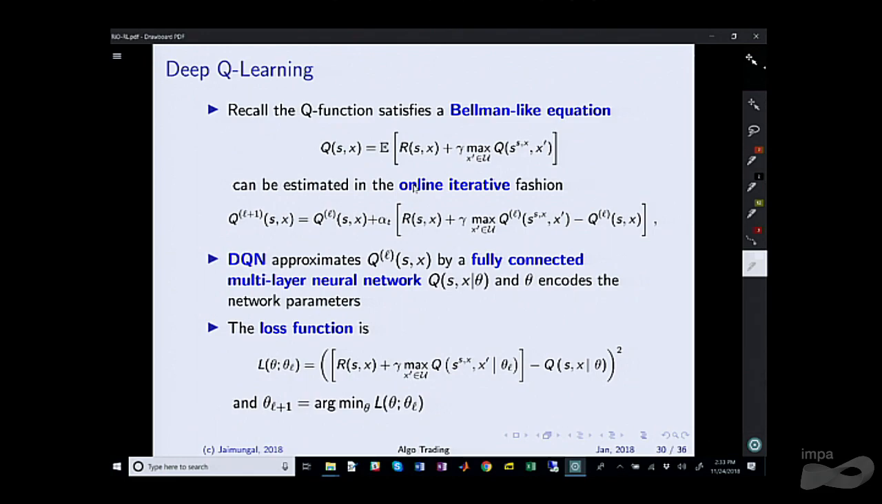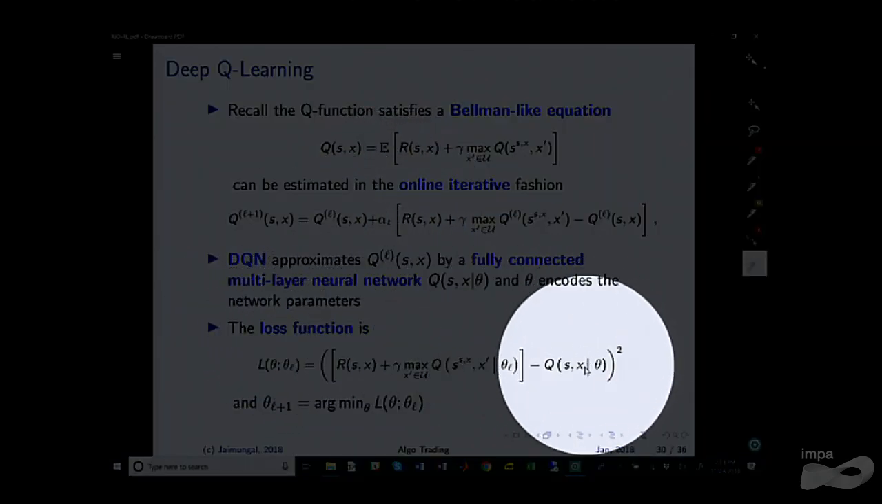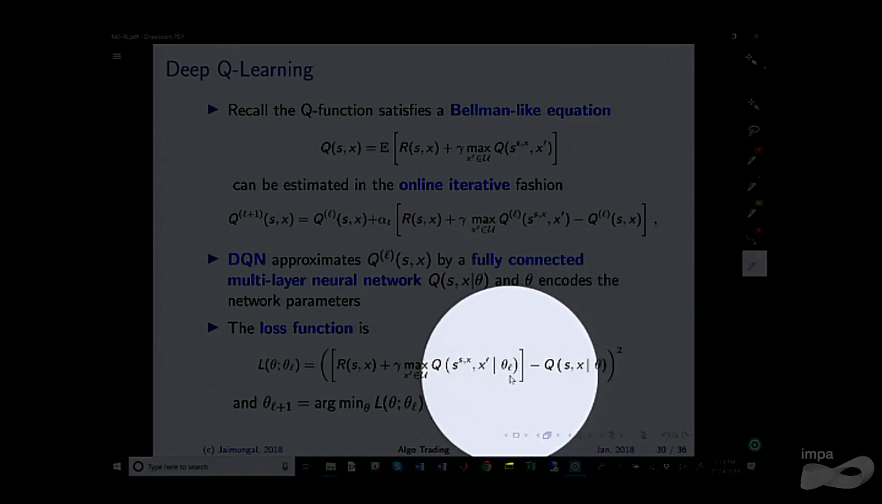Now, remove the expectation. Just take a sample. I'm trying to make that as close to 0 as possible. In essence, it's trying to find the value function Q which satisfies the Bellman equation as close as possible. Okay, so the loss function is that. Here's where my new network parameters are going to be. Here's where my previous network parameters are.